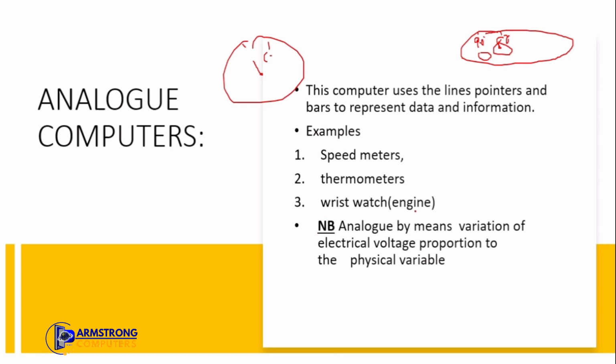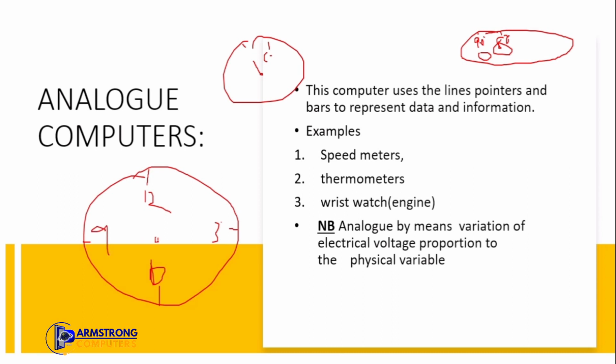Then we also have the wristwatch, which is also an instrument that uses bars. So for instance, let me demonstrate here for you to see. Let's say this is 12, and here is 3, I'm not too sure. And here is 6, and here will be 9.